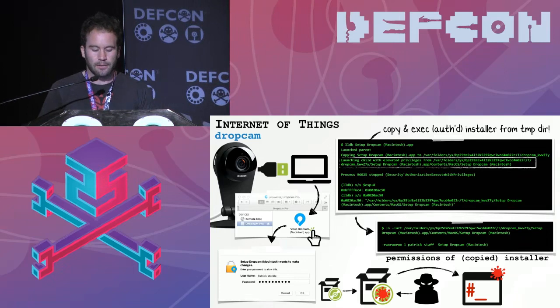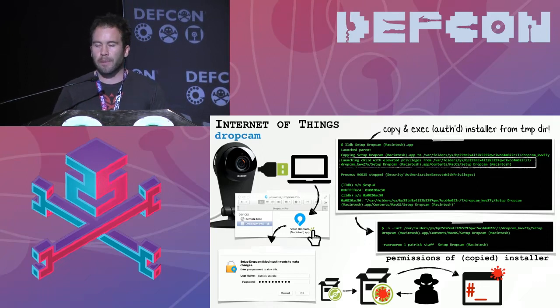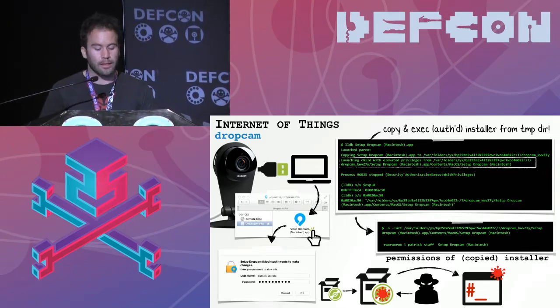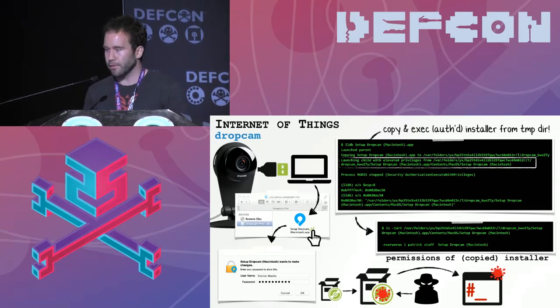for the IoT device. It turns out, though, when it executes this application off the mounted share, it makes a copy of the installer application into the user's temporary directory. It then executes this via the AuthorizationExecuteWithPrivileges function in order to execute that with root privileges. So what we can do is attach to this process with the debugger. Here we use LLDB. We set a breakpoint on the AuthorizationExecuteWithPrivileges function.